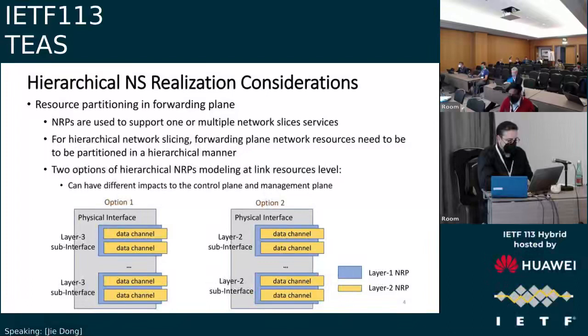The second option is we can treat different level 1 network slices as layer 2 sub-interfaces. And for the level 2 network slices, the resource partition can be considered as the data channel within each layer 2 sub-interface. So these different options can bring different impacts to the control plane and the management plane in terms of the network slice management and also the information distribution to the network.